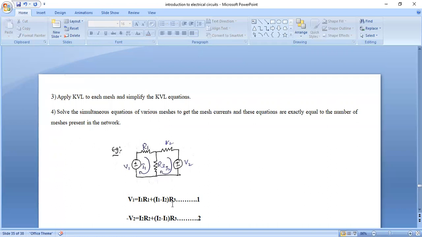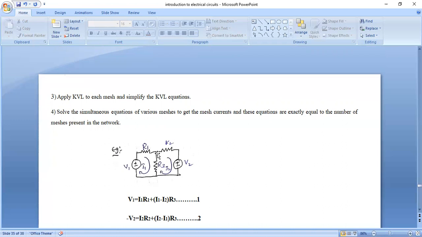into R3. Across this R3 resistor, the I1 current is flowing and the I2 current is also flowing. But here I am writing the equation for the first mesh, so I have to take I1 as the reference. So we get the equation V1 equals I1 R1 plus I1 minus I2 into R3. Let it be equation 1.